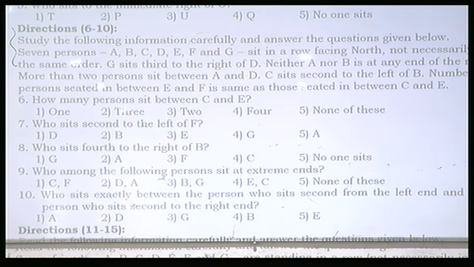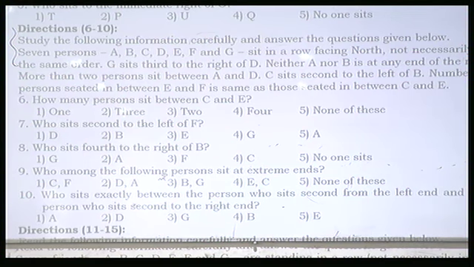Meanwhile, work out this one. 7 persons A, B, C, D, E, F and G sit in a row facing north, not necessarily in the same order. G sits third to the right of D. Neither A nor B is at any end of the row. That is clearly given. A and B cannot be at the end. And more than 2 persons sit between A and D. C sits second to the left of B.